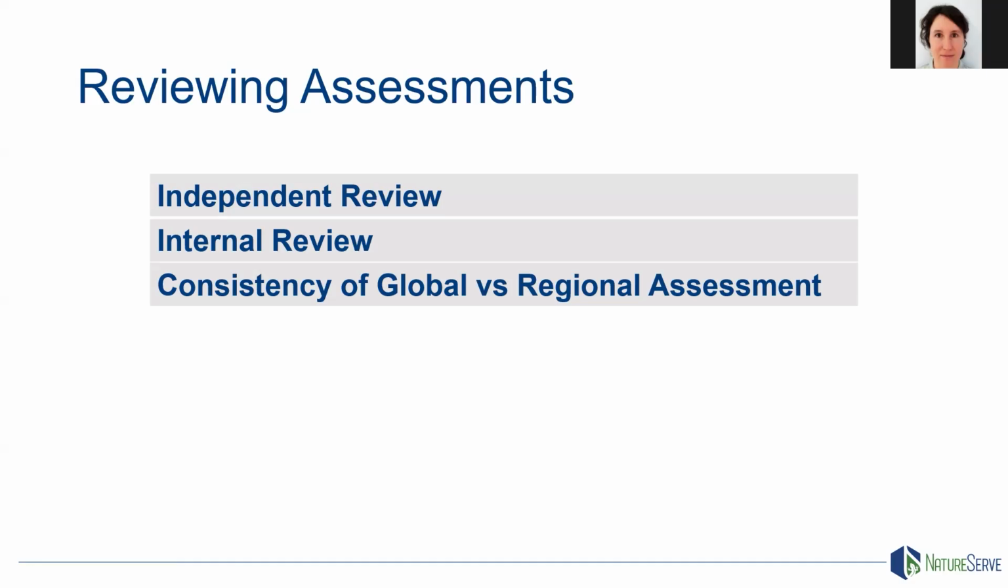After all data and supporting information are incorporated into Biotics and a rank is assigned, the assessment undergoes reviews. NatureServe does not require an independent review for global assessments, but we do require an internal review. And while we don't require independent review, it often happens for species at risk. And our requirement for consistency of global and subnational ranks provides a passive independent review of the species conservation status.